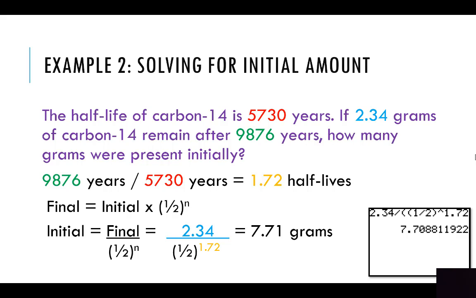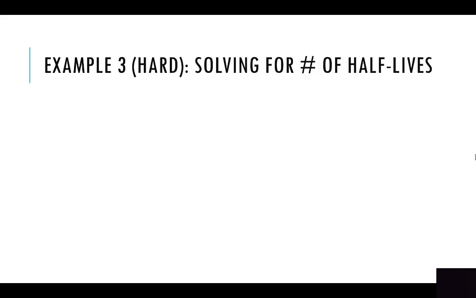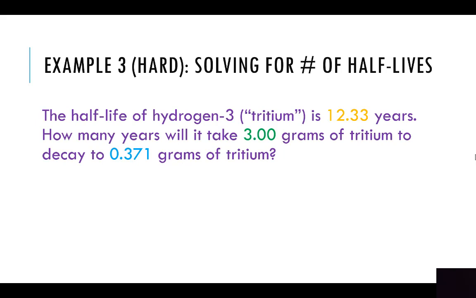This next example is the hardest type. If we need to solve for the number of half-lives, we're going to need to rearrange this equation for something tricky. So the half-life of hydrogen-3, also called tritium, is 12.33 years. How many years will it take 3 grams of tritium to decay to 0.371 grams of tritium?